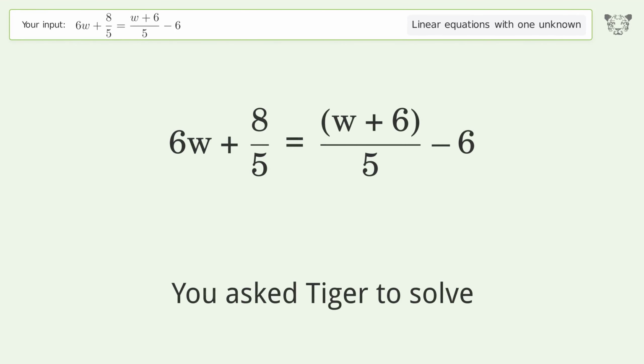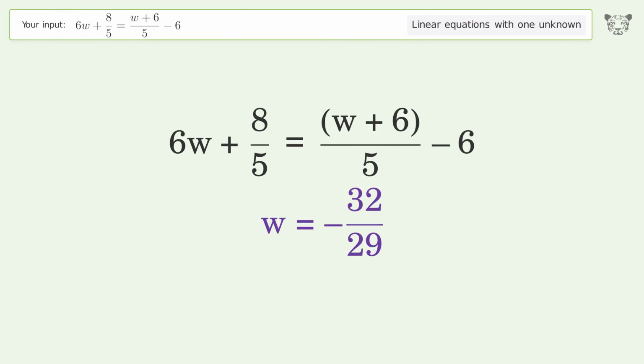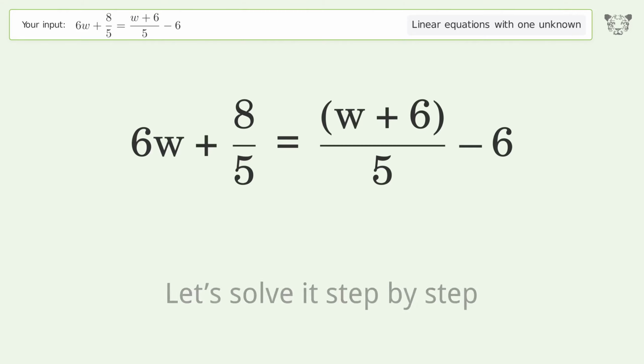You ask Tiger to solve. This deals with linear equations with one unknown. The final result is w equals -32/29. Let's solve it step by step.